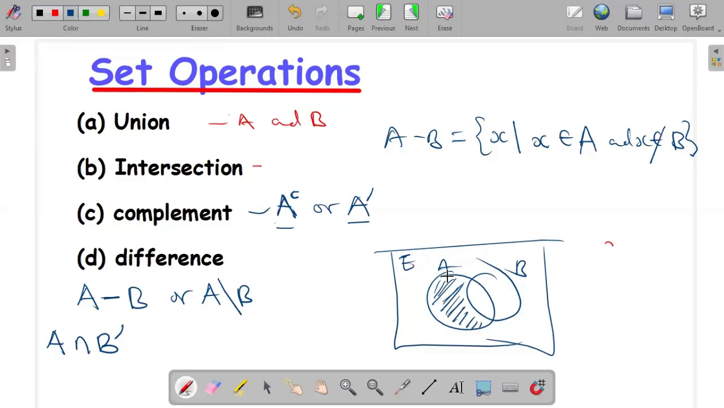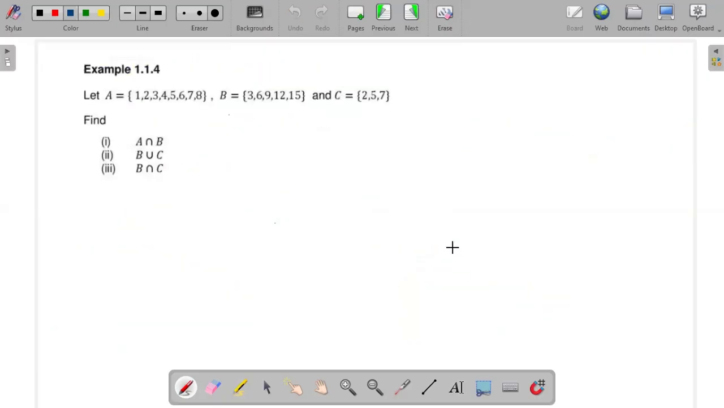So these are the basic set operations that we are going to use. Okay, so are there any questions so far on these set operations? Okay, there's no question. So we're moving on here, just applying what we have learned. We say, let A be given as numbers 1 to 8. B, you have 3, 6, 9, 12, and 15. And C, you have 2, 5, and 7. Then they're asking for what is A intersect B.